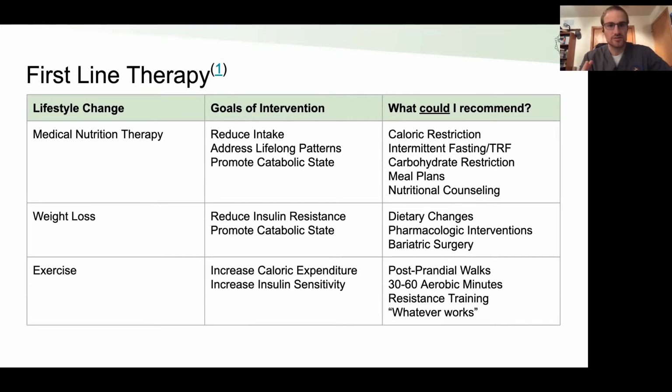That's some interesting physiology. You probably learned it or discussed it in the first couple years of med school. Go back and look at how exercise increases insulin sensitivity. So then this last column are just different options that could be recommended.